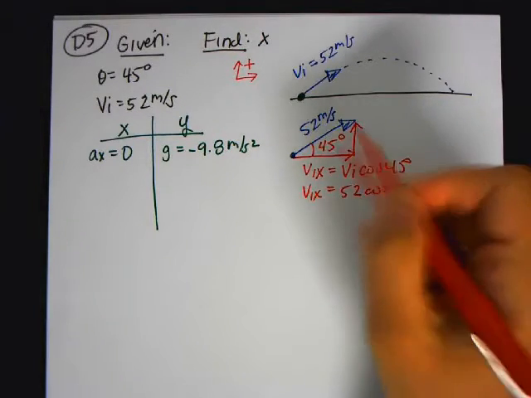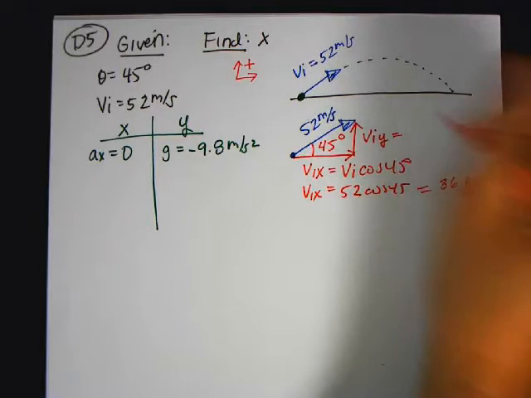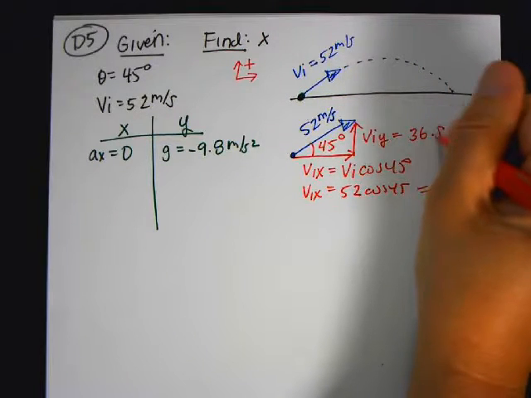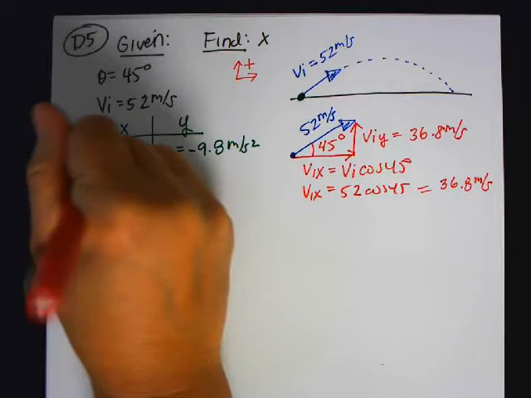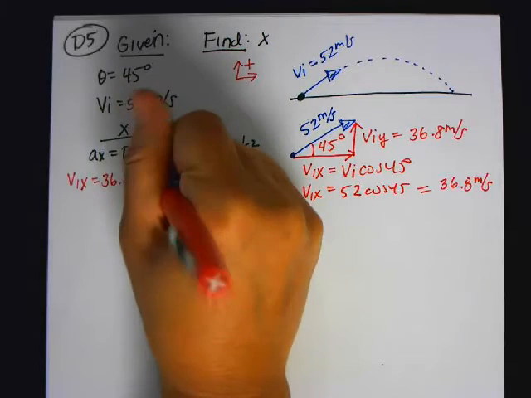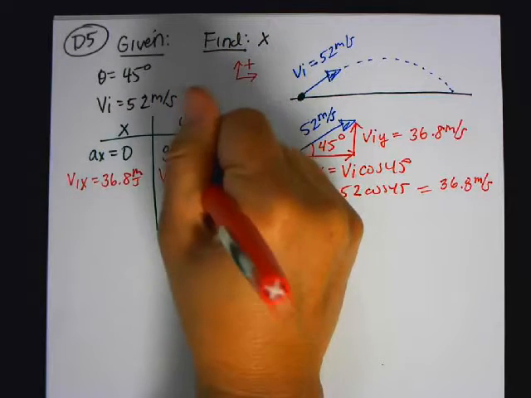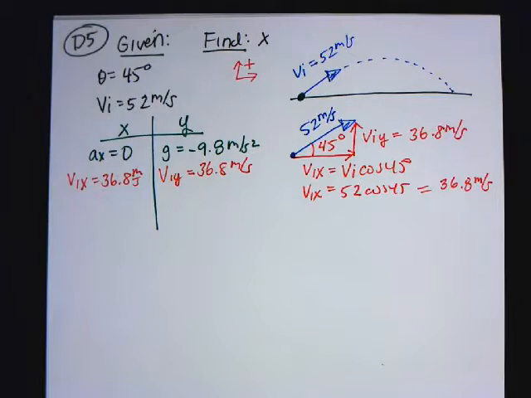Now, because sine and cosine of 45 is the same, I know VIY is going to be the same. So now I'm going to write this in my given. VIX is equal to 36.8, and VIY is equal to 36.8. And that's only because it's a 45-degree angle.